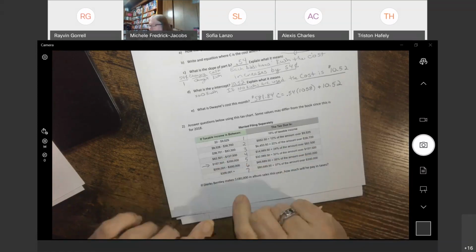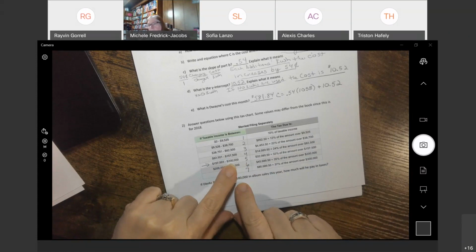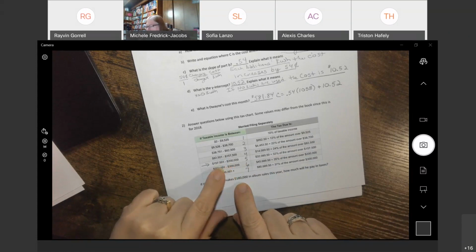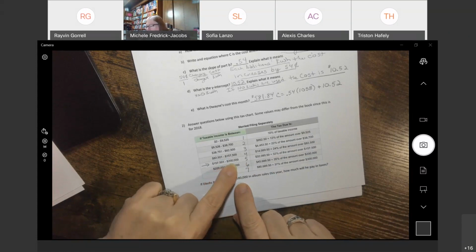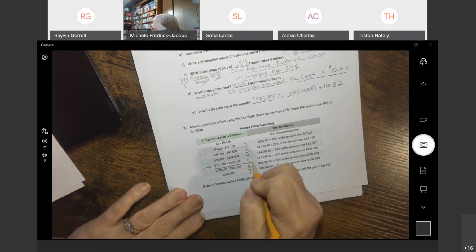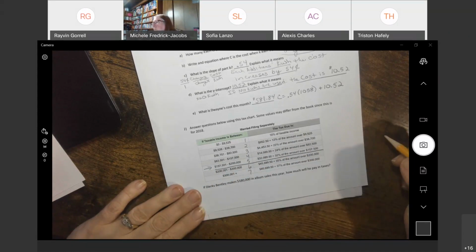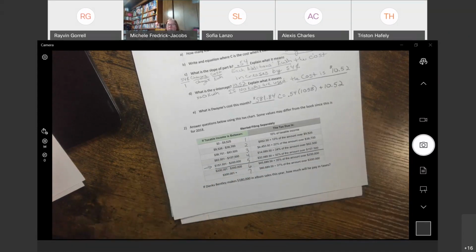The reason he's there is 180,000 is between these two numbers. So you want to find where it's between. And it's between 157,500 and 200,000. So he's in this bracket. Any questions on finding the bracket?